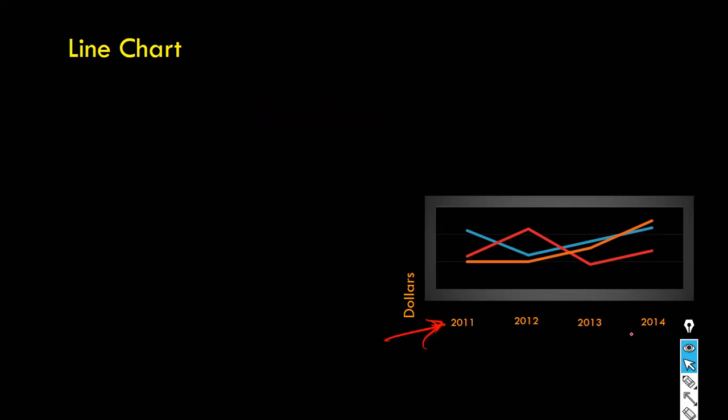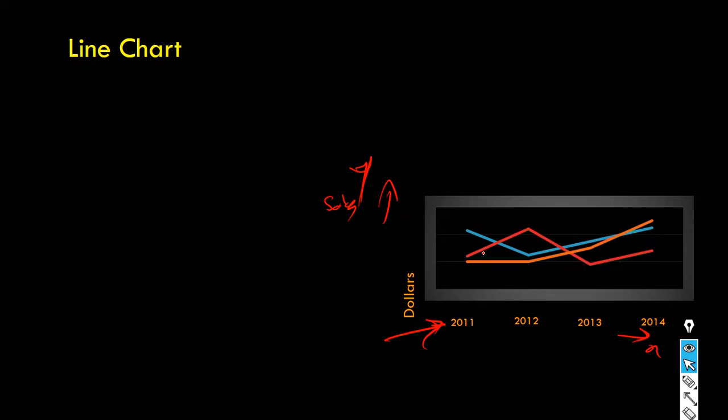And in the y-axis, if you see here, in this case, we have plotted the sales, or revenue. But here you can see the 3 lines. So the line chart can have more than one line.